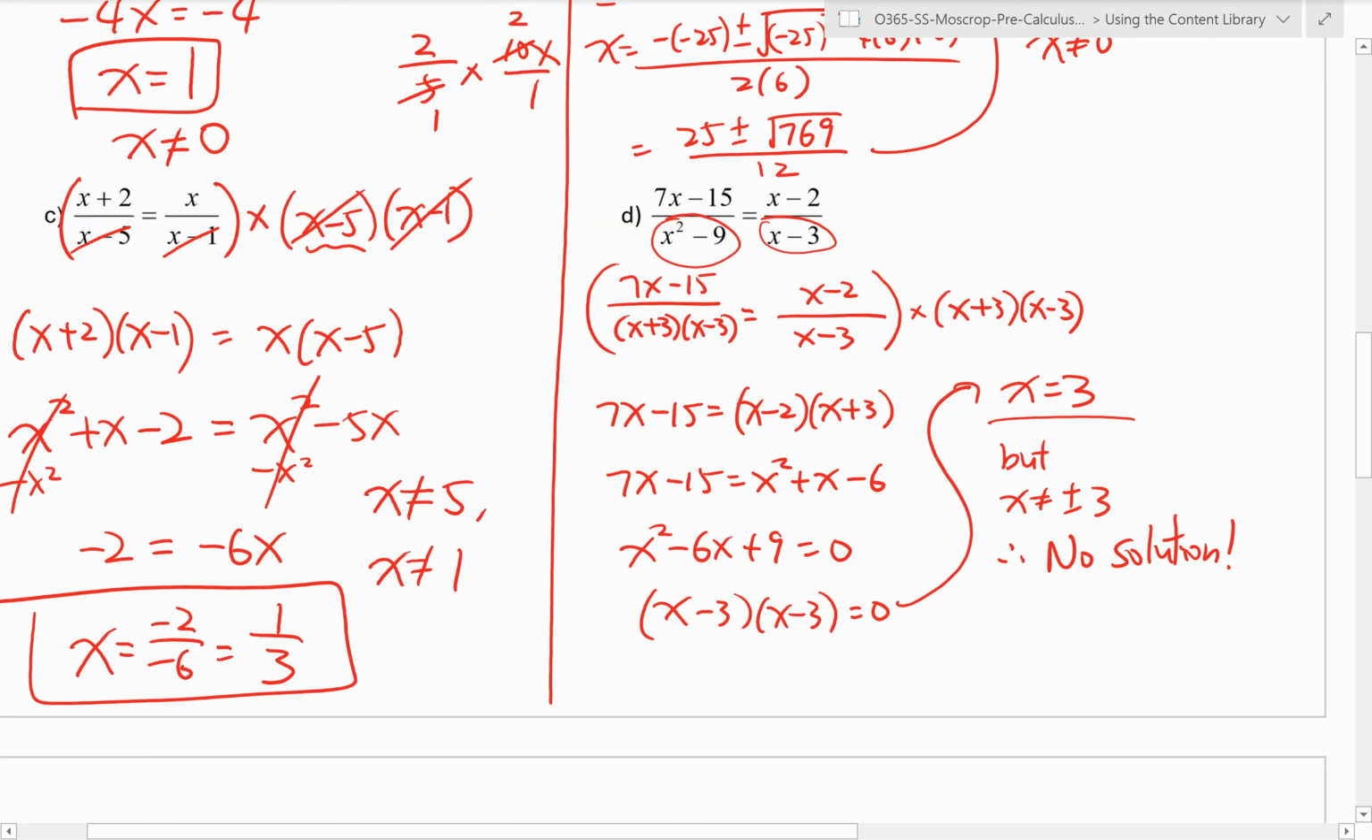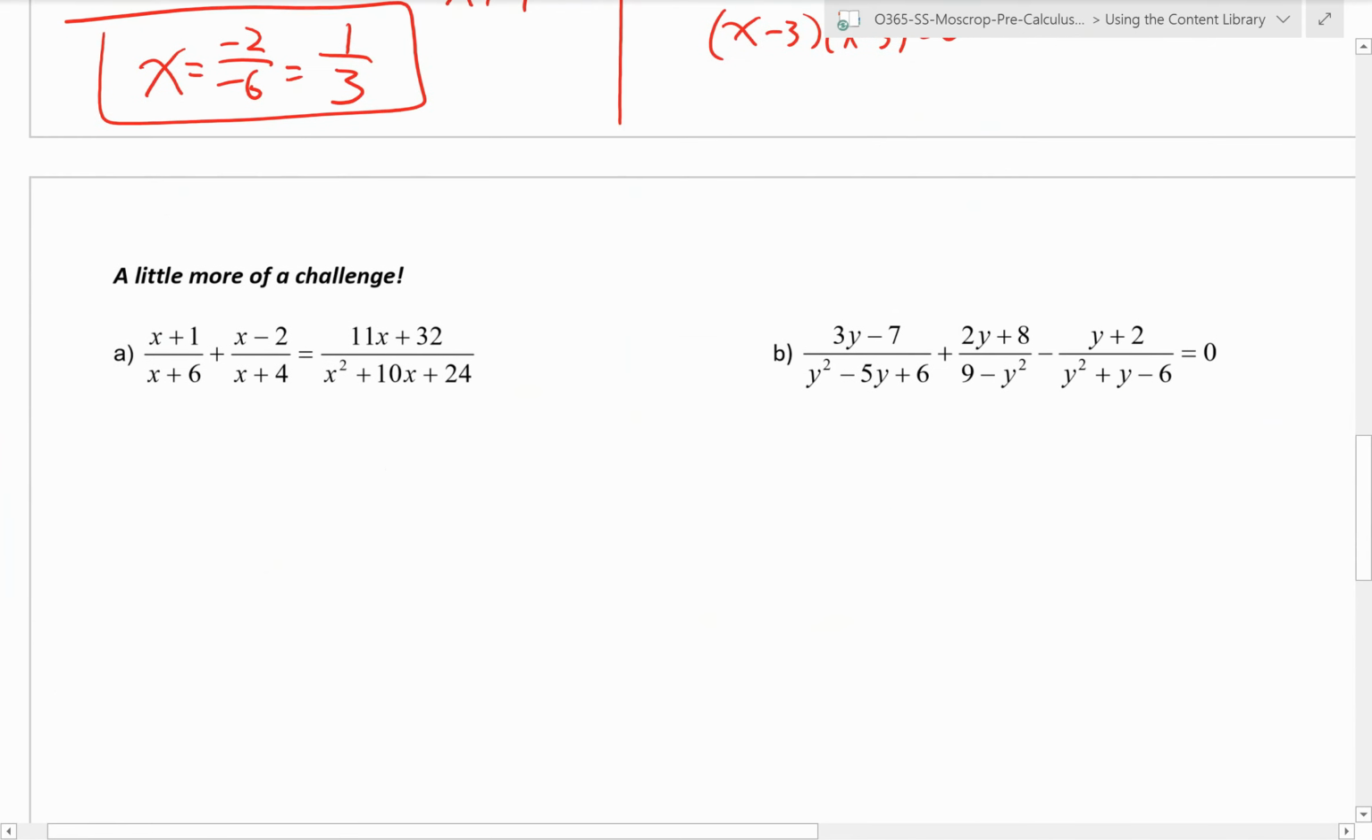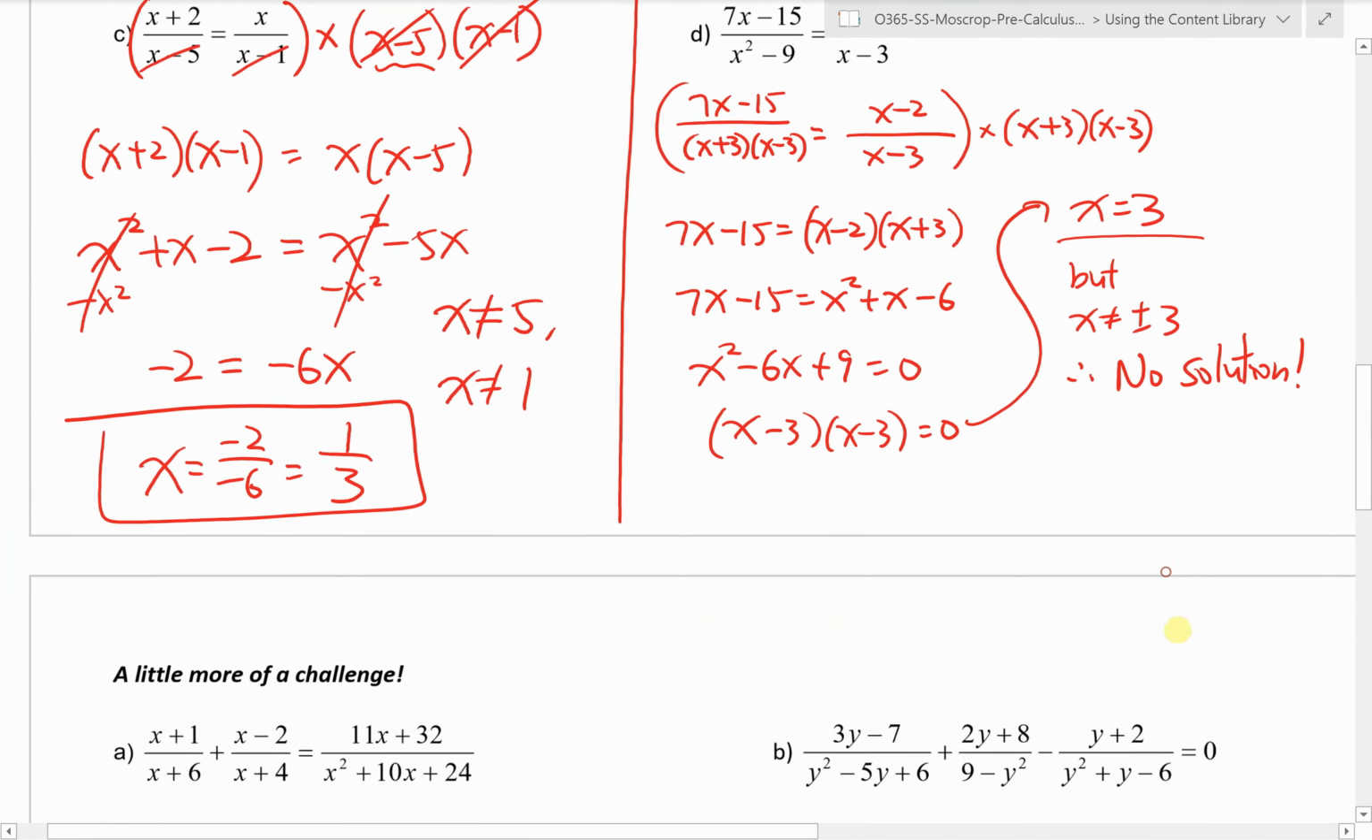This is also going to be a 0. Okay, that's why there's no solution here. All right. Here we go. Hopefully this is not too bad for you.